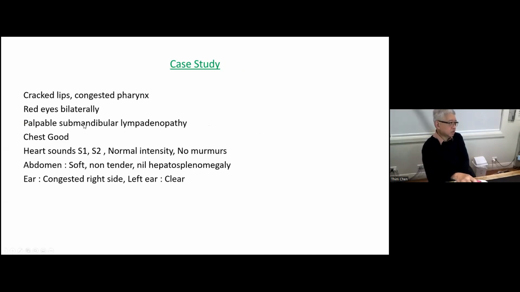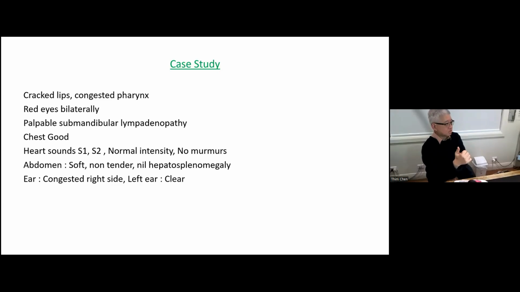Examining her, cracked lips, congested pharynx, red eyes bilaterally, bilateral submandibular lymphadenopathy, the chest was good, heart sounds normal, abdomen soft, right ear a bit congested, left ear clear. I told mom, this child is a case of fever for 5 days with red eyes bilaterally. In Kawasaki, the red eyes are non-exudative and they don't affect the limbus, the perilimbal area is not affected.